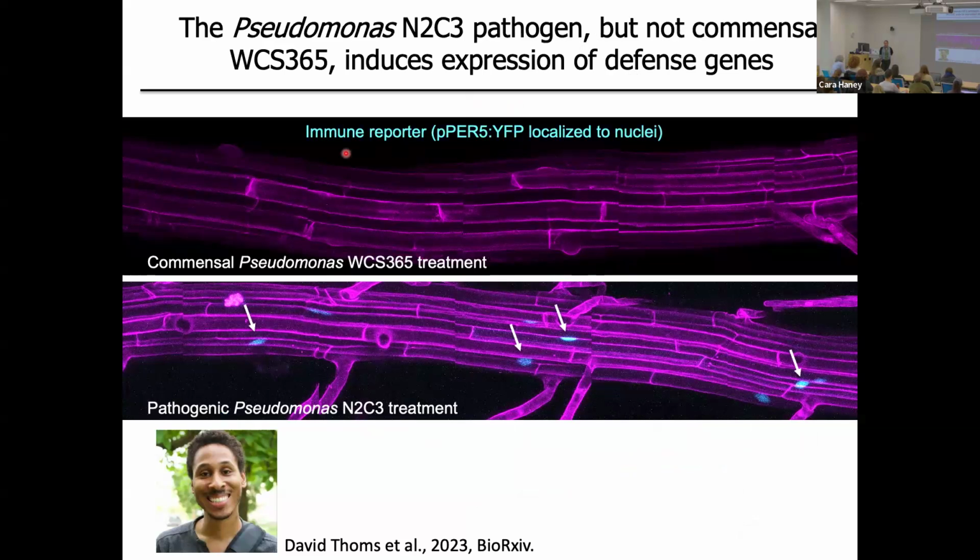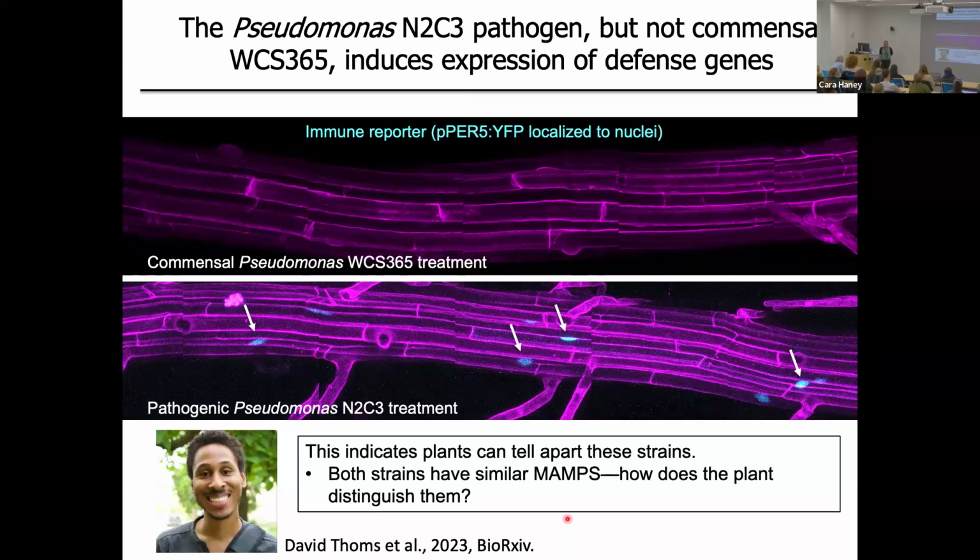And he found when we add our commensal strain to plants, there's no immune response. So what you're seeing here is just the outline of plant cells. However, when we add our pathogen, this N2C3 pathogen strain, we get a strong induction of immunity in a number of plant cells. And so this suggests that plants are actually responding to this pathogen and inducing an immune response in its presence.